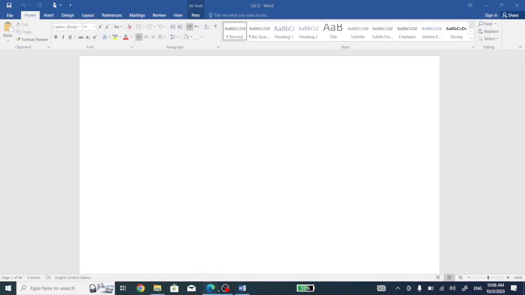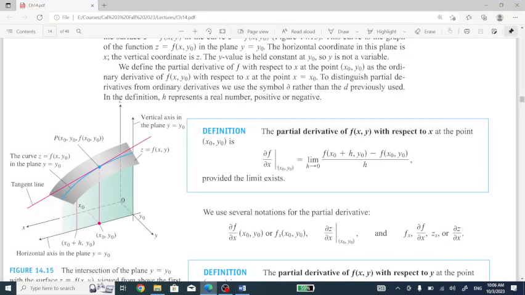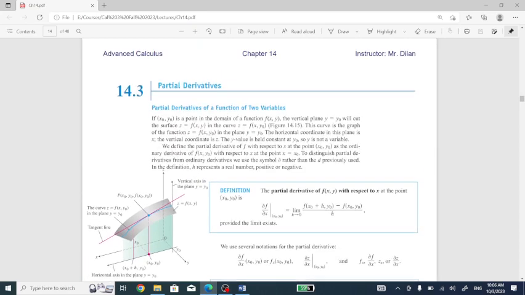Today we are going to talk about another section, which is partial derivative, and this one is related actually to the differential equation subject. So in case you want to understand more, especially for those students who want to take differential equation, it will be better for them.